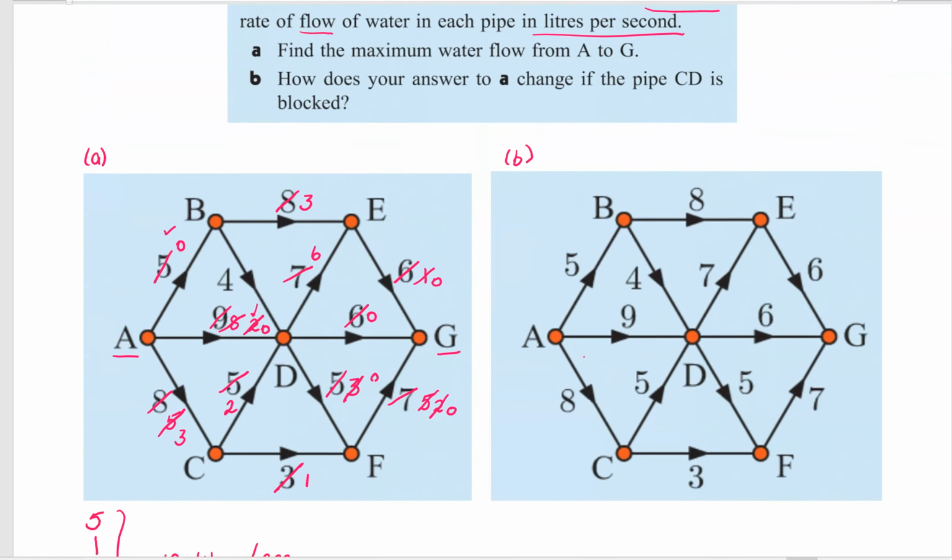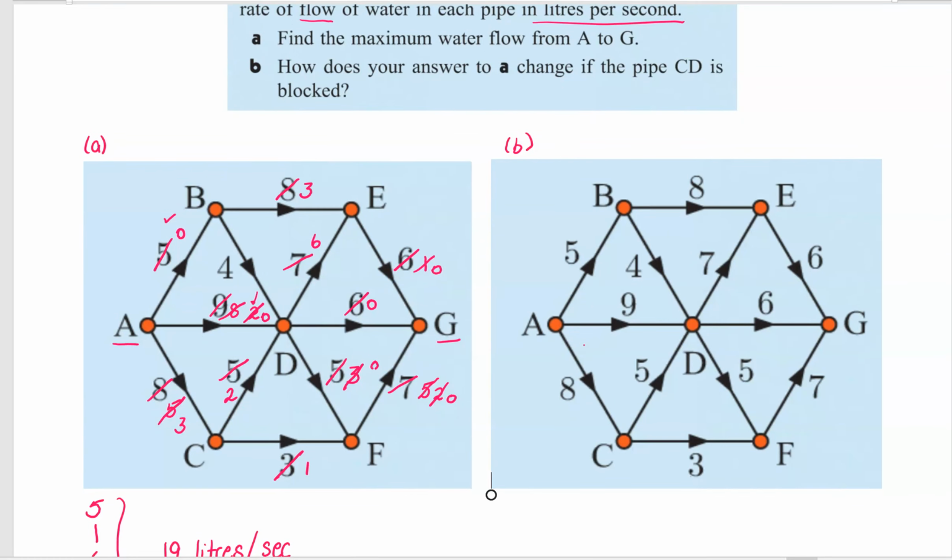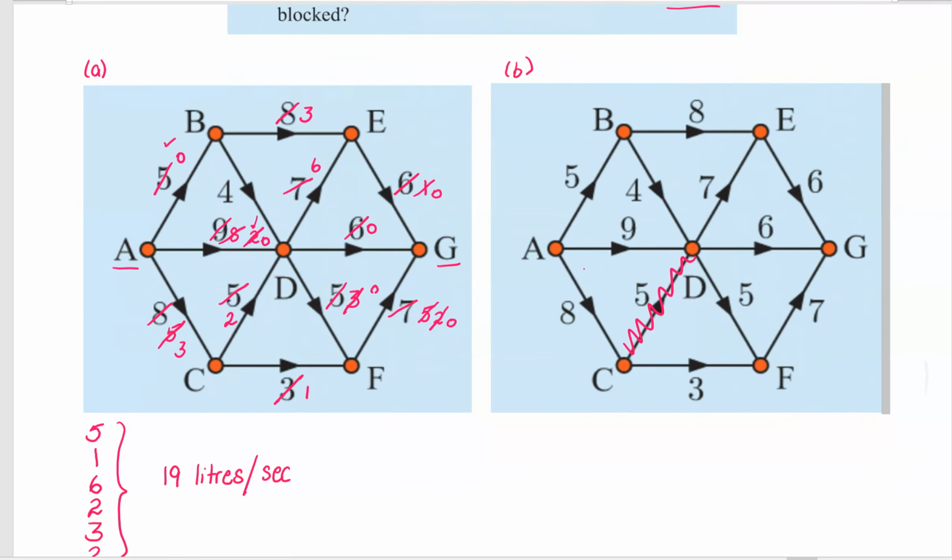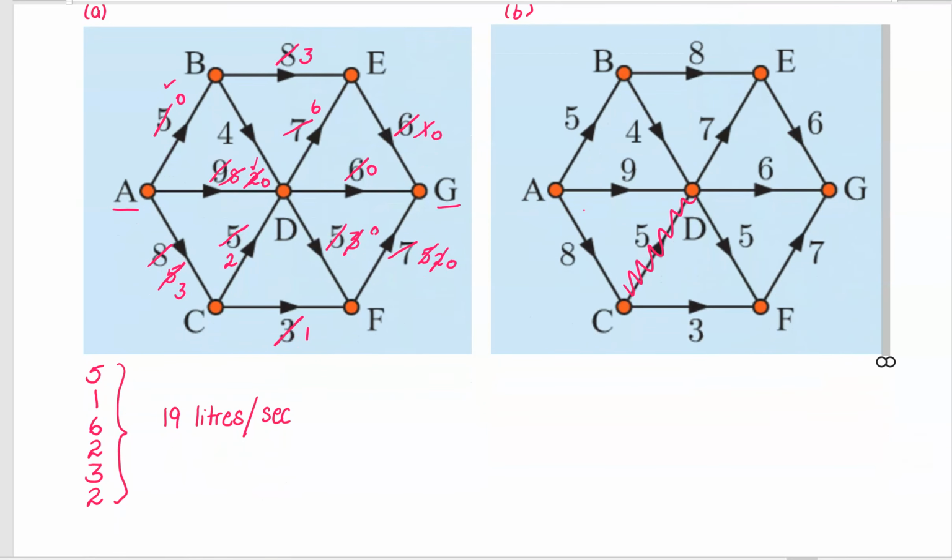Now what's B on about? How does your answer change if pipe CD is blocked? So now CD, nothing's getting through there. Nothing really changes from the start, so same thing that we did last time. From that top path, 5 are going to get through, so I'm still going to pop the 5 there. So all those 5 go. 3, 1.